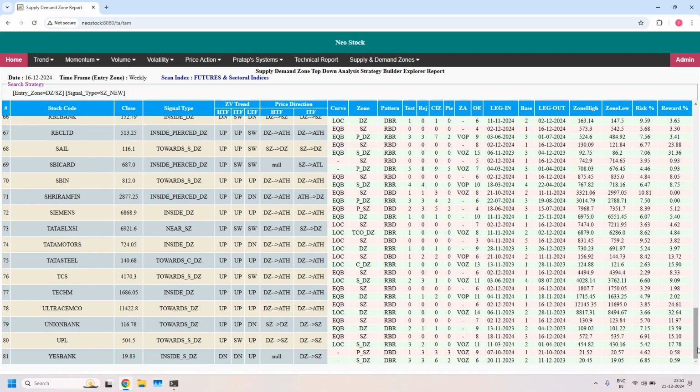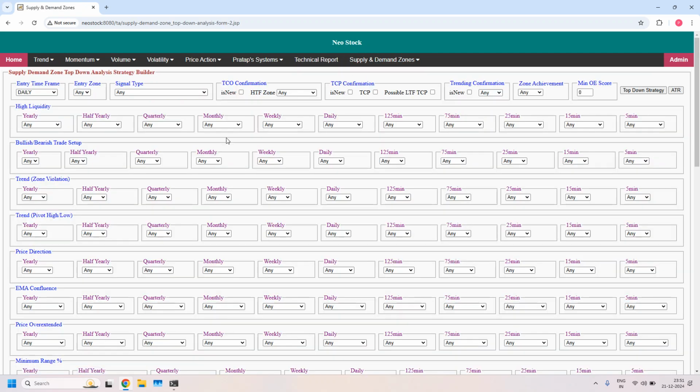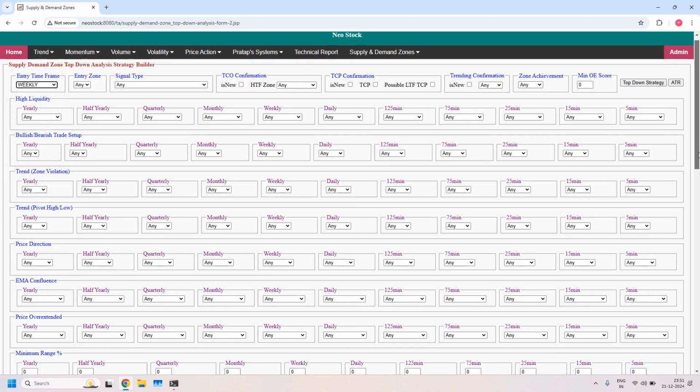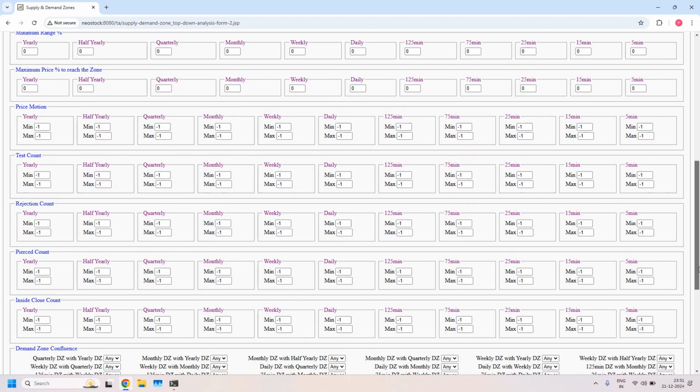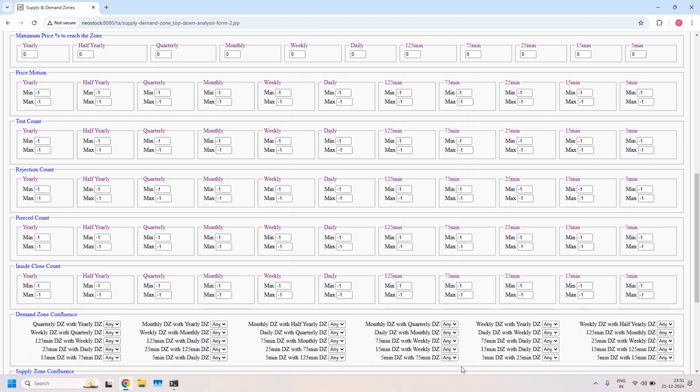Now next, let us identify the weekly zones having weekly, monthly and quarterly zone confluence supported stocks. So weekly time frame. First let us identify demand zone confluence, LTF, ITF, HTF. That is weekly we are considering as LTF, and monthly is ITF, and quarterly is HTF. If that is the case, all the 3 zone confluence supported stocks, let us filter.